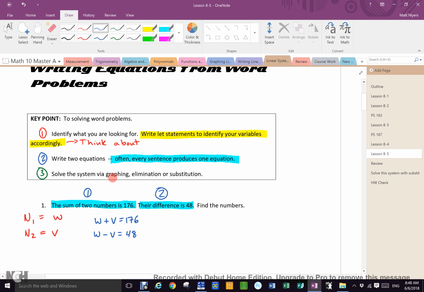Solve the equation, the system, via graphing, elimination, or substitution. Would we ever want to use graphing? No. Why? Why don't we like graphing? It's not exact. So we're going to very rarely use graphing. We're going to use elimination or substitution. We're going to use the one that works better in the situation. Which works better in this situation? Why? Why is elimination the best choice for number 1?